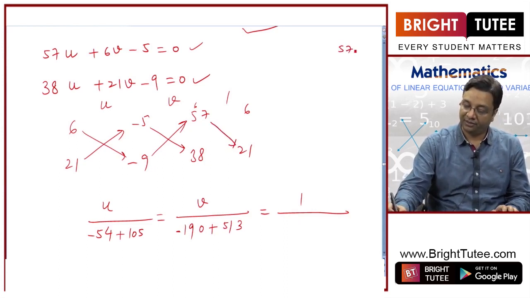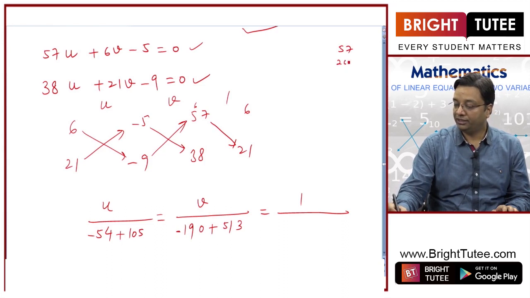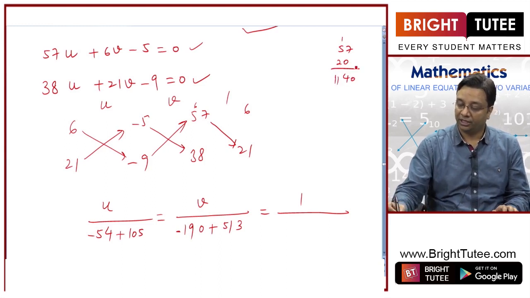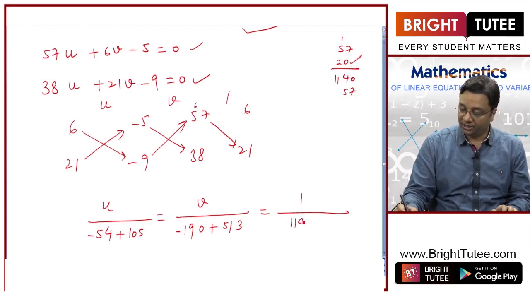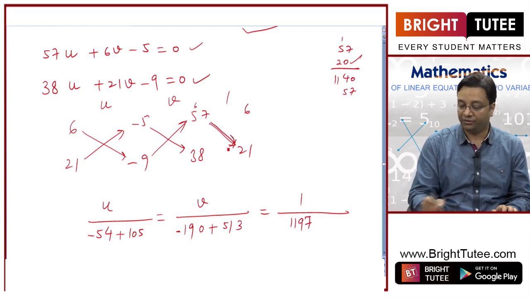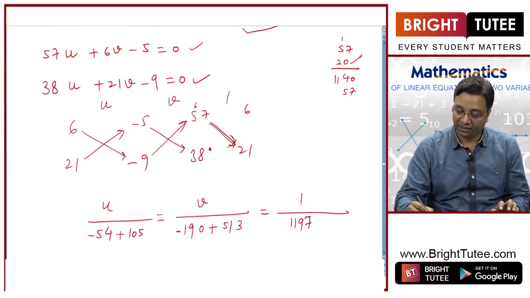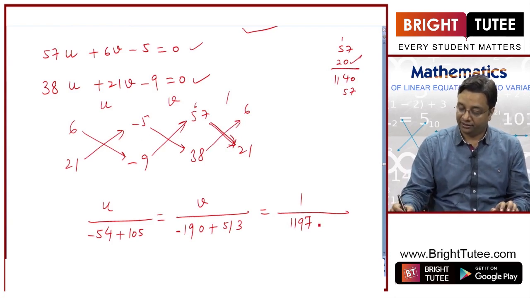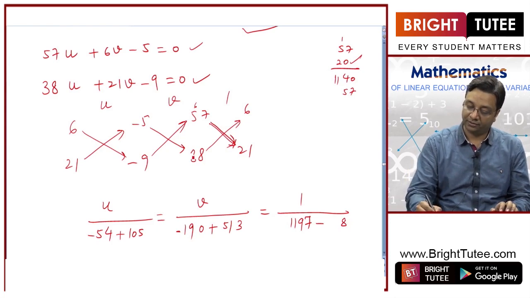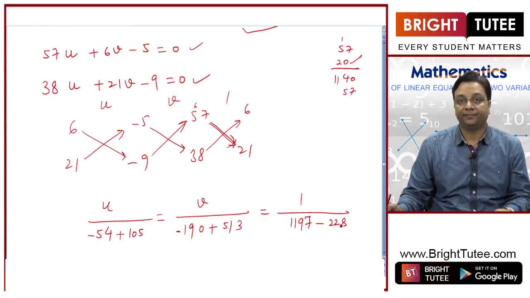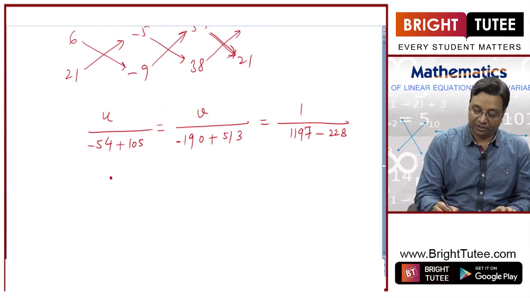So 57 into 20 is how much? 1140, and then you need to multiply it with 21. So I'll add 57 here. So 1197 is this product, 57 into 21, and then you have to subtract 38 into 6, which will be 228, right.